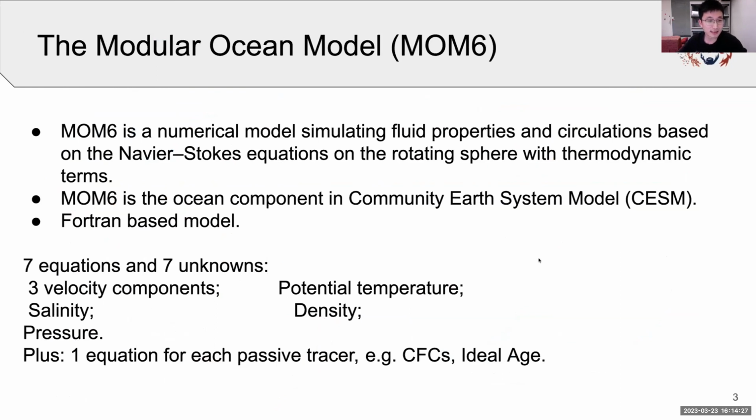Back to MOM6. MOM6 is an ocean model that mimics the circulations in the oceans by solving the Navier-Stokes equations on a rotating sphere with thermodynamic terms, and it's the ocean component in the CESM, a fully coupled climate model. MOM6 is based on the Fortran language. MOM6 solves 7 equations for 7 unknowns.